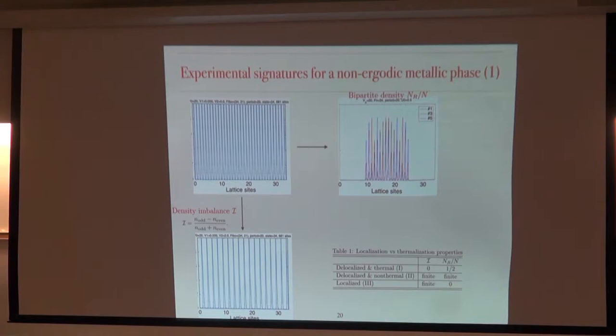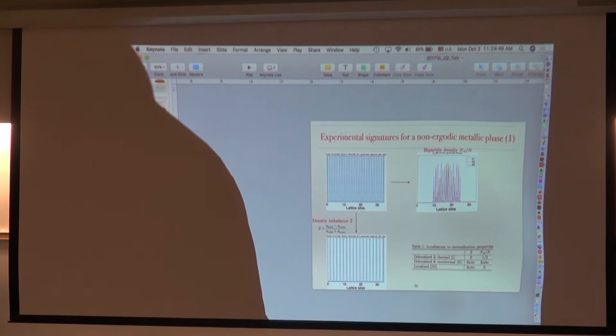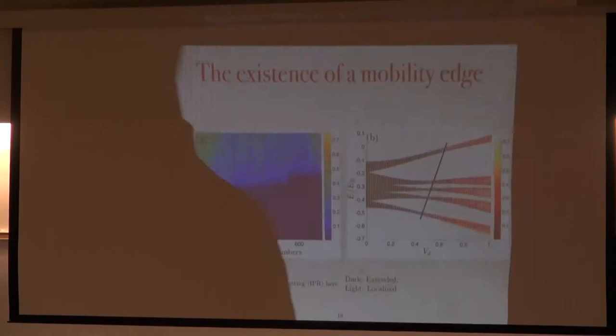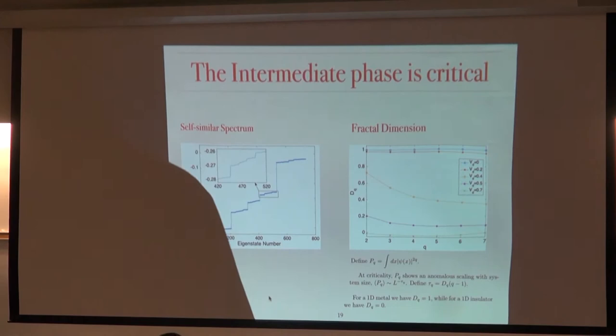Just to clarify, before we had an extended phase and a localized phase. You're saying there's a third phase, which is sharply distinct from the other two phases? Yes, when you tune the parameters, you will find that it's not a crossover, it's a distinct state. Yes. This is a qualitatively different phase.